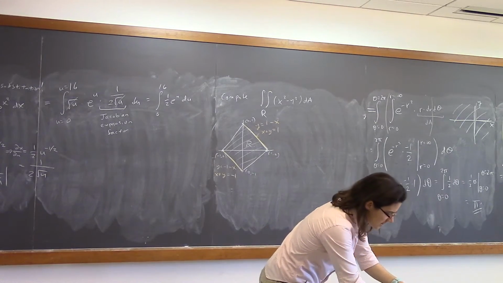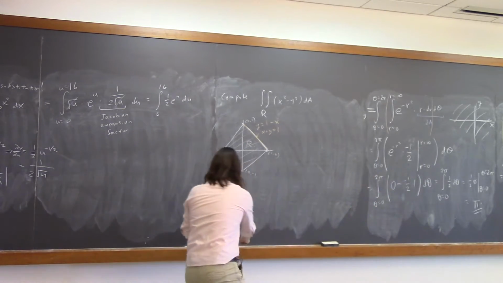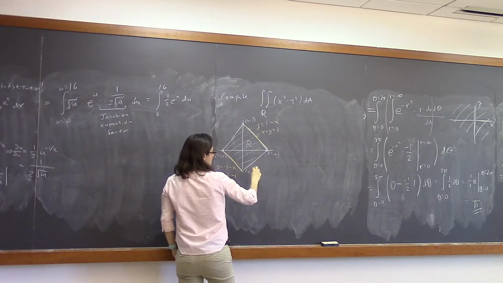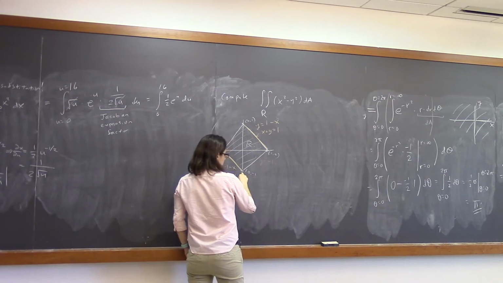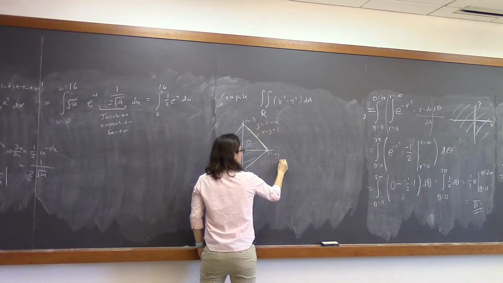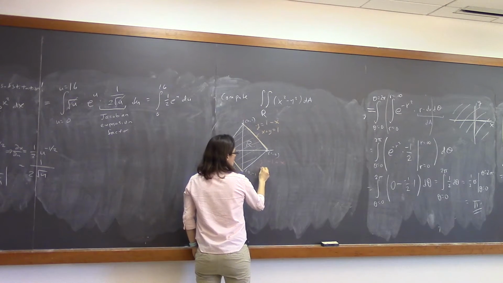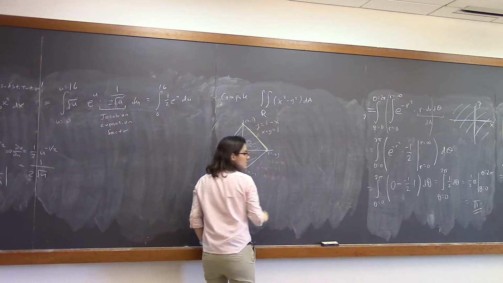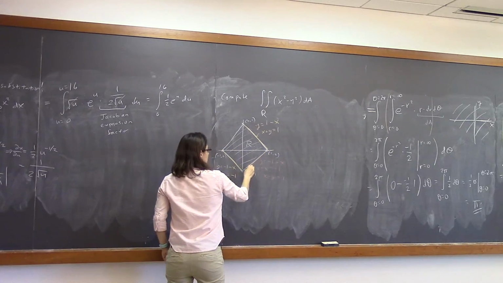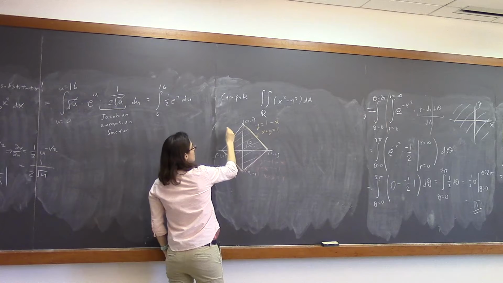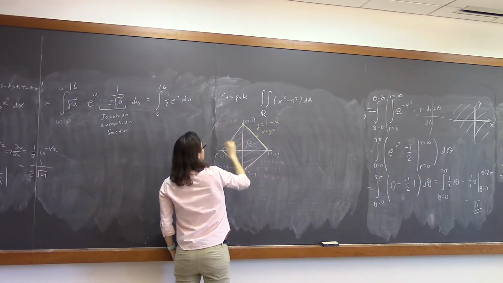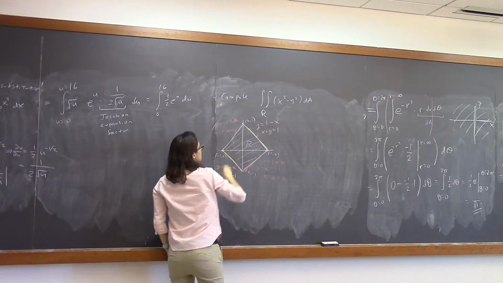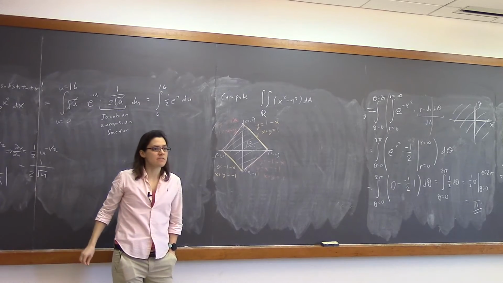Okay, let's try the other two sides. So if you do this, you can figure out this is y equals negative 1 plus x. So this is y minus x equals negative 1, or you could write it as x minus y equals 1. So that's this side. And then for this side, it would be y equals 1 plus x. So negative 1 equals x minus y. Okay, so those are the equations for the sides.